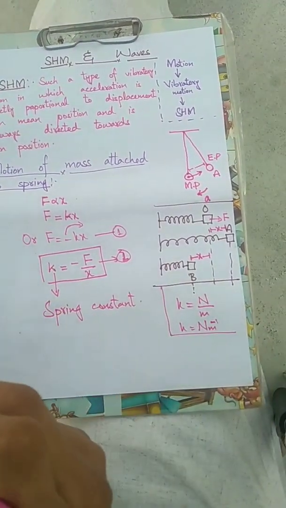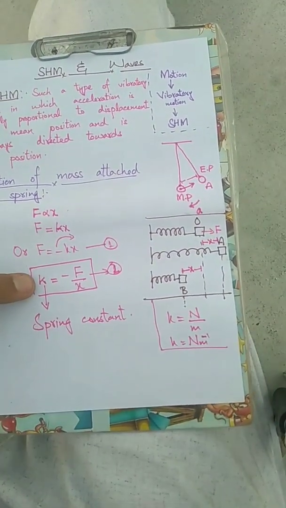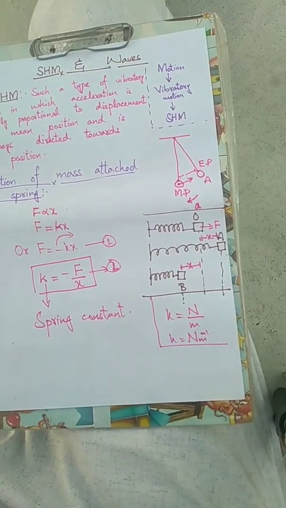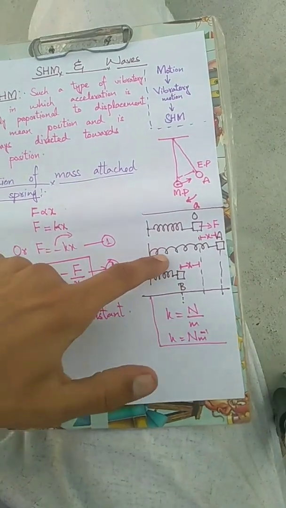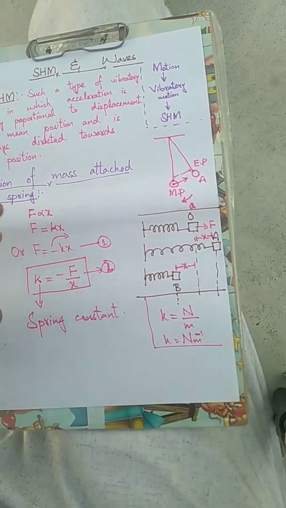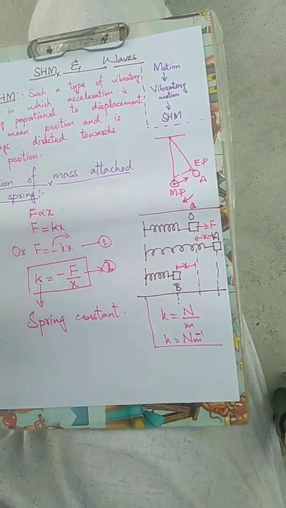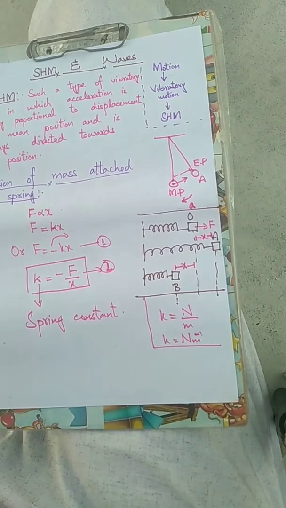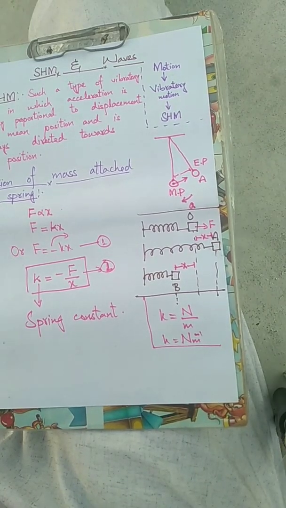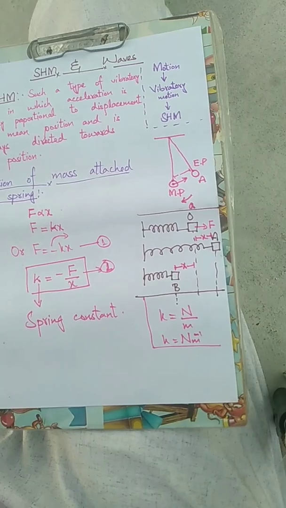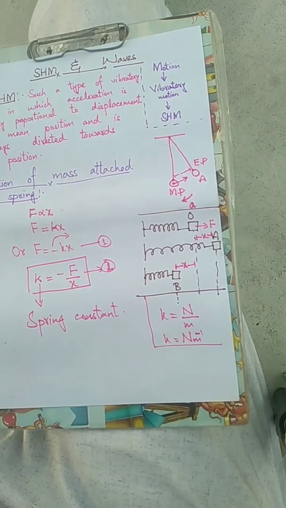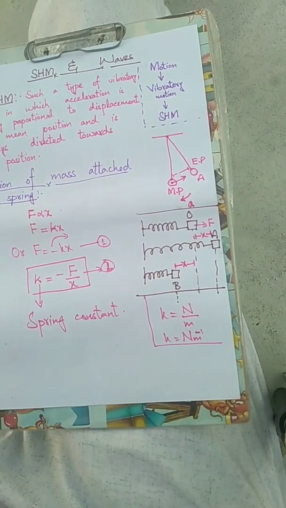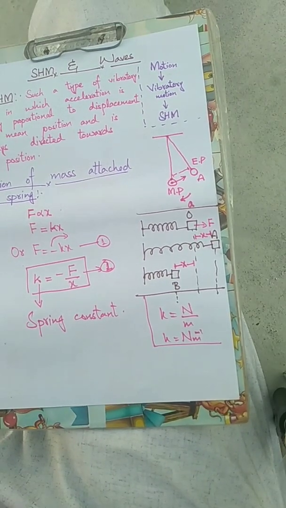But what information do we get from this K or spring constant, and what does it tell about the spring? This K is the stiffness of a spring, that is, the value of K tells us how stiff or how soft a spring is. So if you are asked generally what is spring constant and what information do we get from it, a spring constant always tells us how soft or how stiff a spring is.